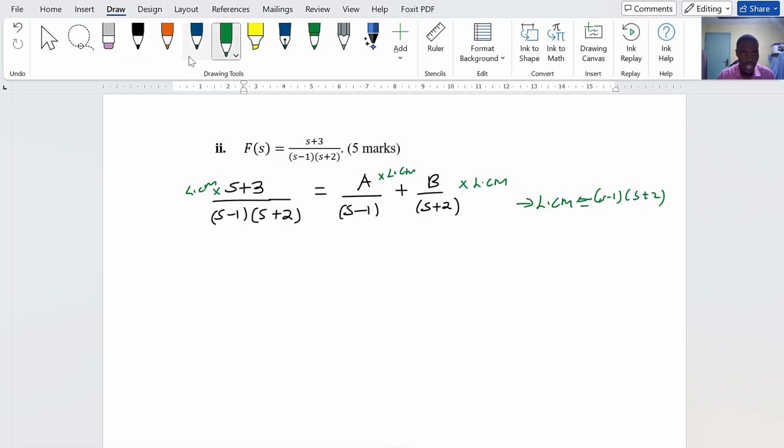Good. So when you do that, this is what you get. This cancels the LCM, so it is s plus 3. On the other hand, the negative cancels the positive, so we go to the positive. So a times (s plus 2), because this will cancel s minus 1. Then plus b times, now the positive s plus 2 cancels itself, so we get s minus 1. So we expand, we have s plus 3.